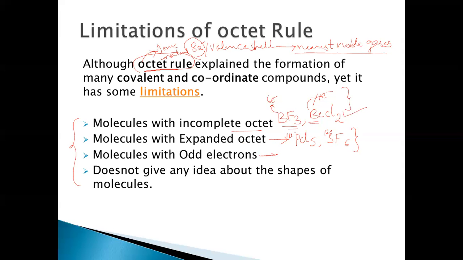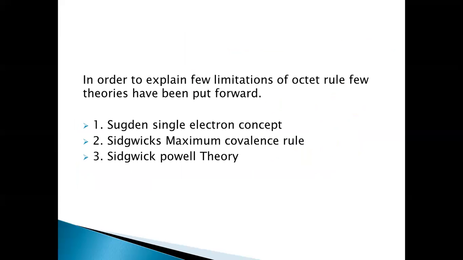They are also unable to explain the stability of odd electron species like NO and NO2, where the central atom, nitrogen, has 7 electrons, and 11 electrons in the case of nitrogen dioxide. These are also stable and do exist, which could not be explained by the octet rule. And the octet rule does not give any idea about the shape of the molecules. So in order to overcome these limitations, a few theories have been put forward which can explain the deviations from the octet rule. The first one is Sugden's single electron concept, the second one is Sidgwick's maximum covalency rule, and the third one is Sidgwick-Powell theory.